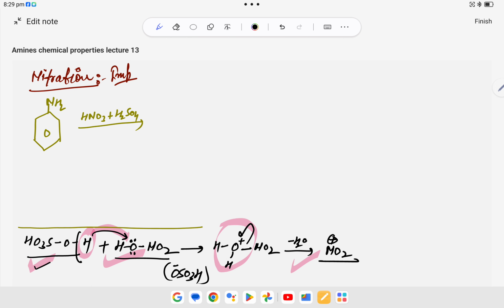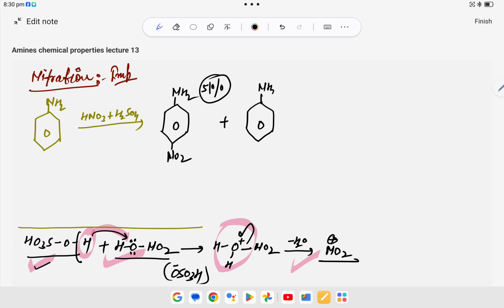What is the important part? Here we get NH2 and NO2: 51% para product, and 2% ortho product is formed. So tell me children, where is the other 47%? That is the interesting part of this reaction.